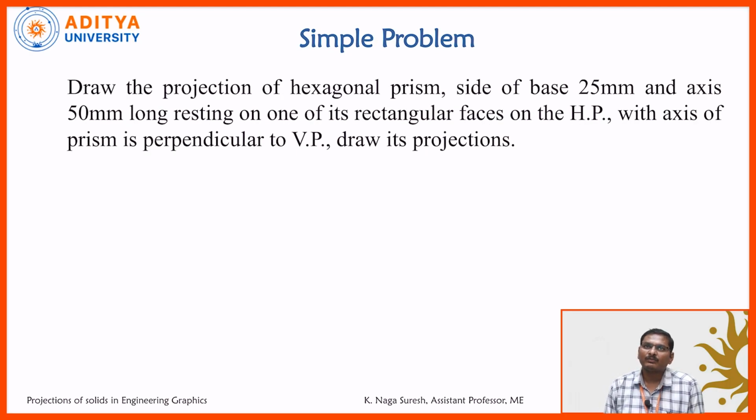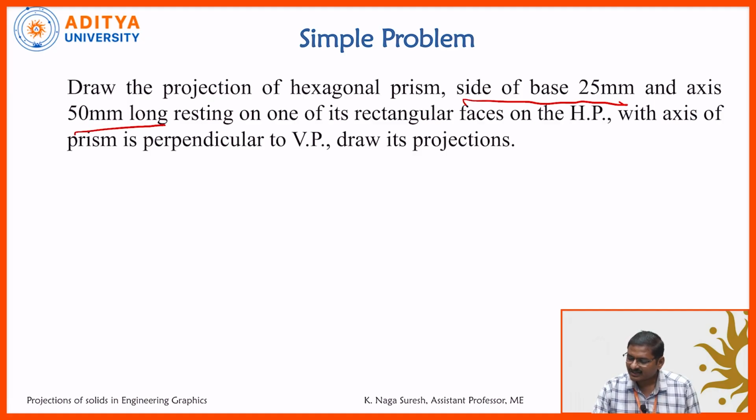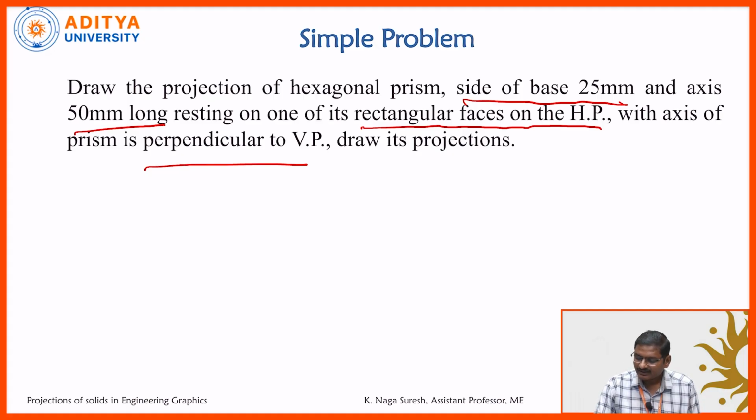So, here this is the simple problem related to the hexagonal prism. Draw the projection of the hexagonal prism, side of base 25 mm and axis 50 mm long, resting on one of its rectangular faces on the HP, with axis of the prism perpendicular to VP. Draw its projection. Here in this problem we observe that the axis of the prism is perpendicular to one plane and parallel to another plane.